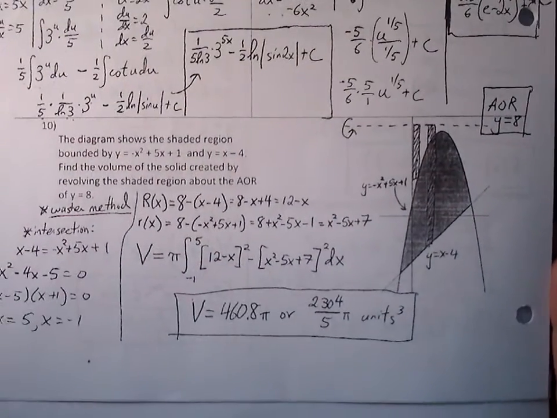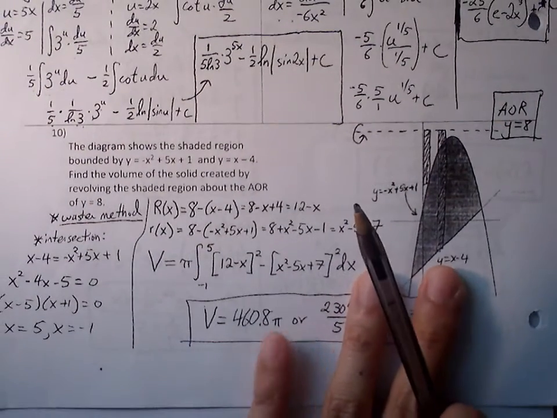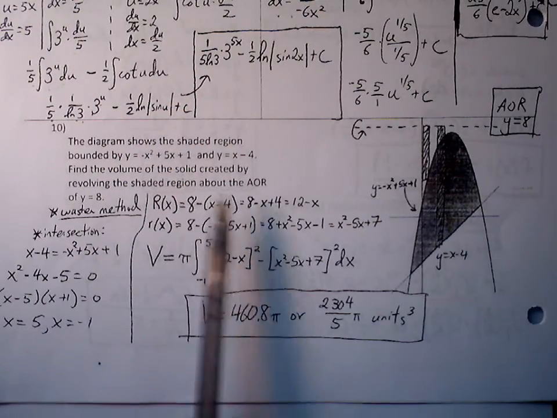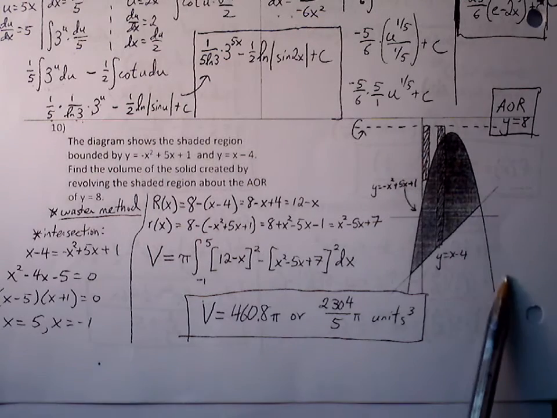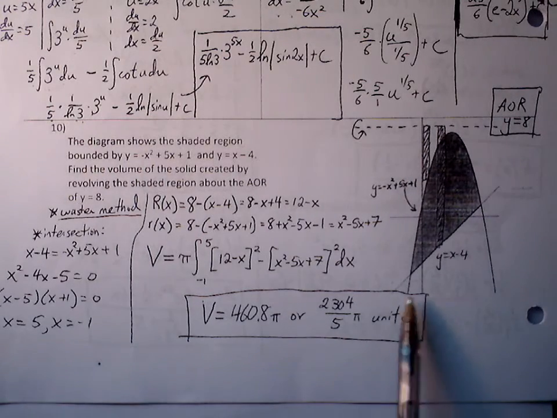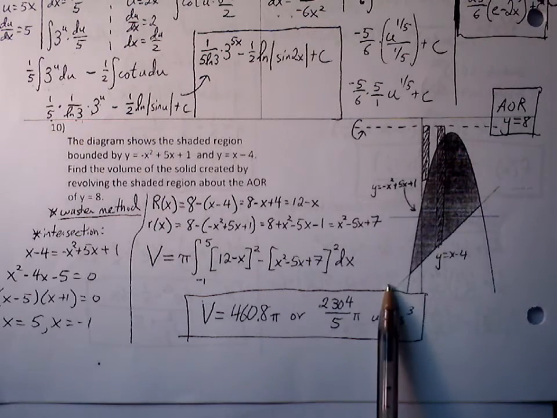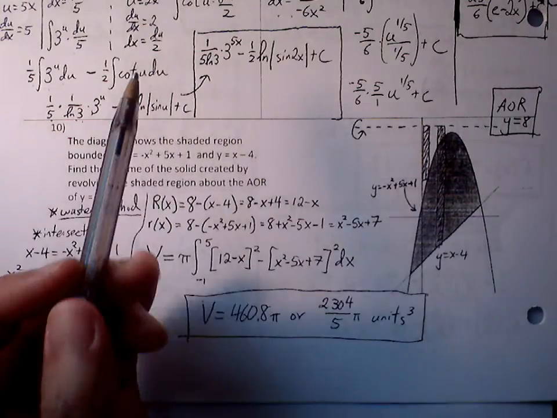All right, number 10. This is a washer method, volume problem. Diagram shows the shaded region bounded by y equals negative x squared plus 5x plus 1. That's the parabola that we see opening down. And y equals x minus 4. That's this linear graph with a slope of 1. Find the volume of the solid created by revolving the shaded region about the axis of revolution.